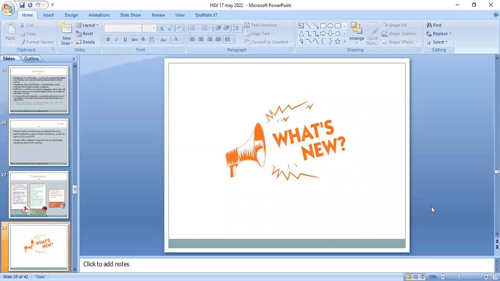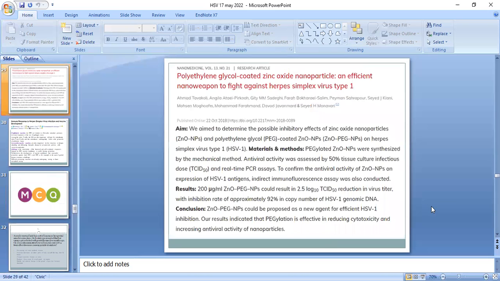Now, what's new? Recent time for the recent updates. This is the first article, in which the title of the article is polyethylene glycol coated zinc oxide nanoparticle, an efficient nano weapon to fight against herpes simplex virus type 1. The aim of the study is to determine the possible inhibitory effects of zinc oxide nanoparticles and polyethylene glycol coated zinc oxide nanoparticles on herpes simplex type 1.